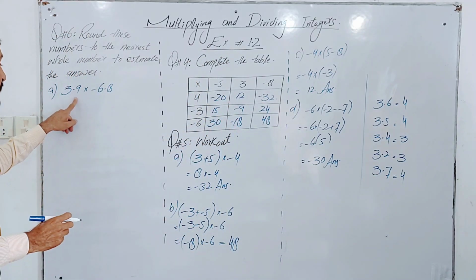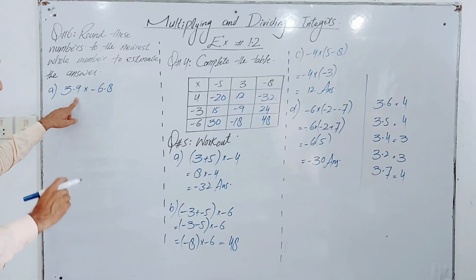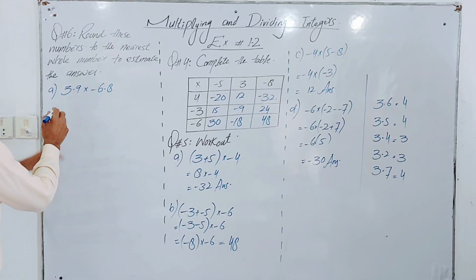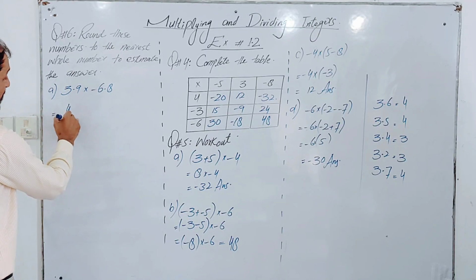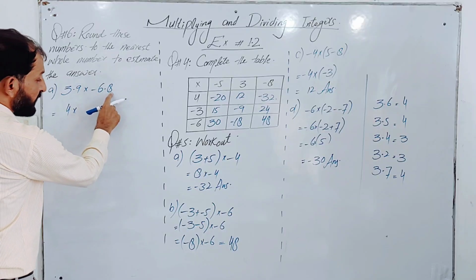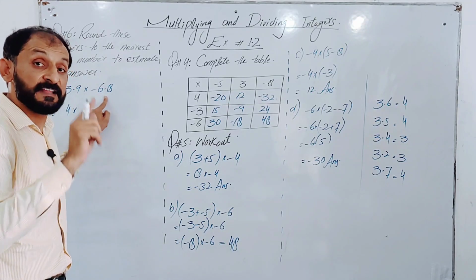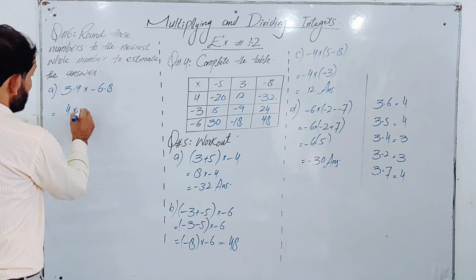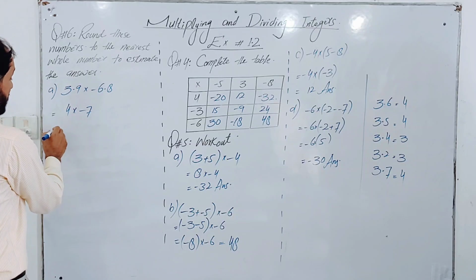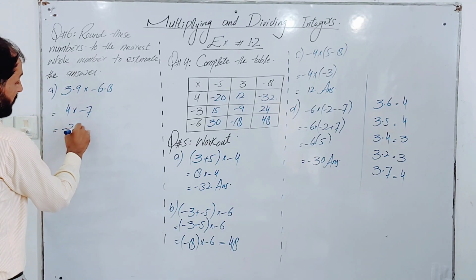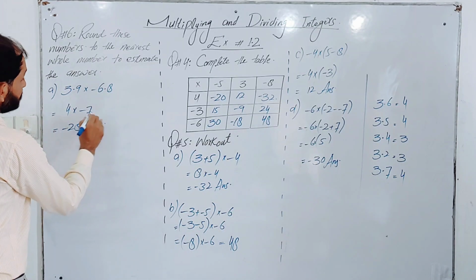Now you can see 3.9. 0.9 is greater than 0.5. It means we have to step up the number to 4. 6.8. 0.8 is greater than 0.5. It means multiply by -7. The final answer is -28. Okay.